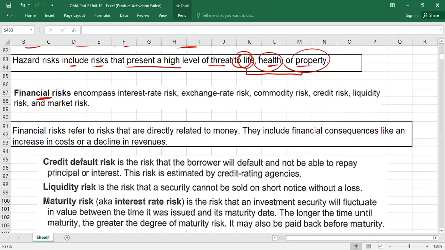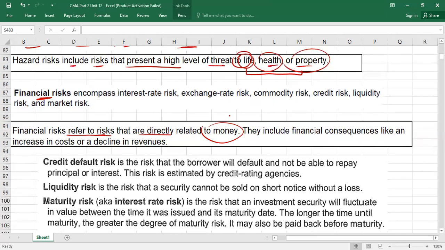Financial risks refer to risks that are directly related to money. They are going to affect your monetary values. For example, you may have a risk that your cost will increase or your revenue will decrease, because it is going to affect your money. So this is also called a financial risk.